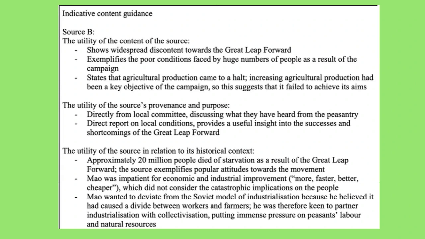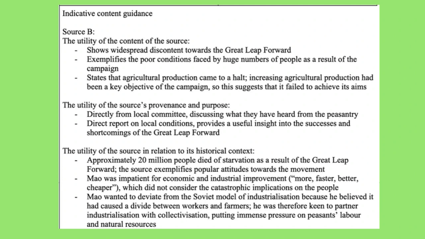But let's take a look at some examples for source B. So you can see that the mark scheme is divided into the utility of the content of the source, the utility of the source's provenance and purpose, and of the source in relation to its historical context. So firstly, content. So what does the source actually say? You might identify that it shows widespread discontent towards the Great Leap Forward.